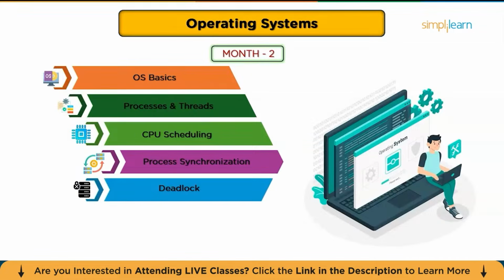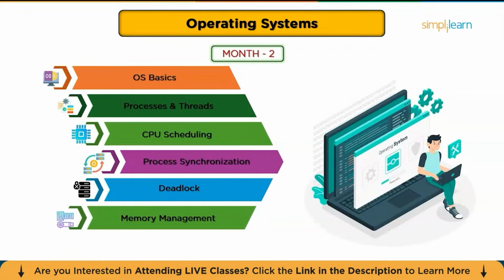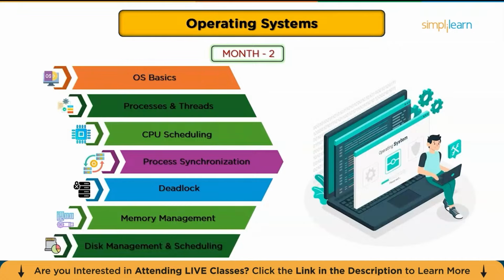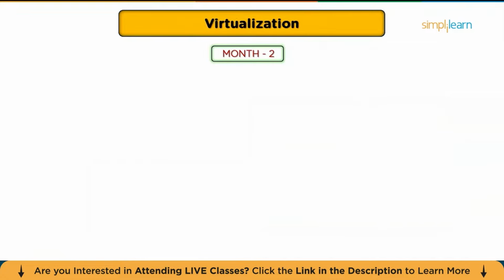Now next comes deadlock. Sometimes processes get stuck in a loop, so understanding how to identify and resolve these situations is crucial. And then there is memory management. How does the operating system manage memory? Learning memory allocation strategies will make your systems run smoother. And finally, you'll learn about disk management and scheduling. This is all about efficiently handling disk usage and optimizing read-write operations, which are key to keeping things running faster. And also in the second month, you'll be dealing with virtualization.